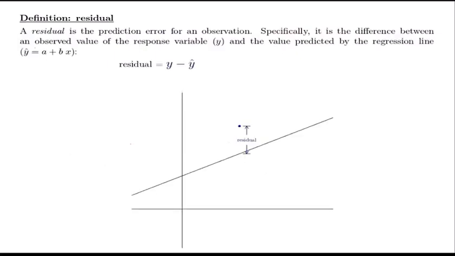But let me tell you this, I told you the other time we have two types of y. We have a y cap, which means the predicted y. These are the predicted values of y. Whenever we make a prediction, there's always going to be an error. We call that prediction error, and the prediction error is called residual.